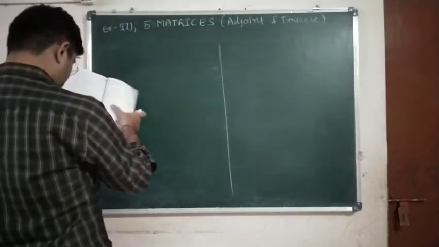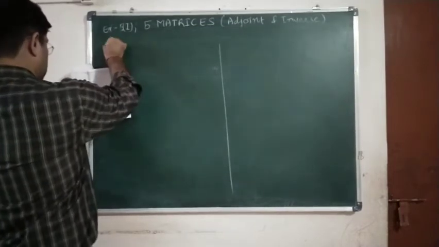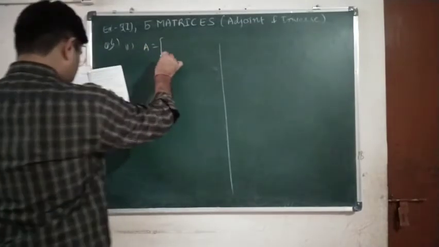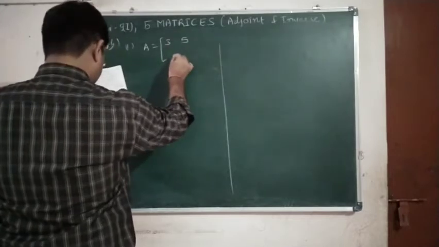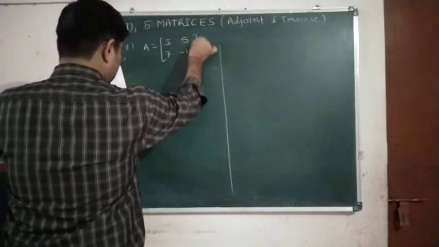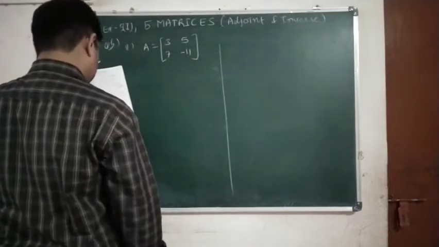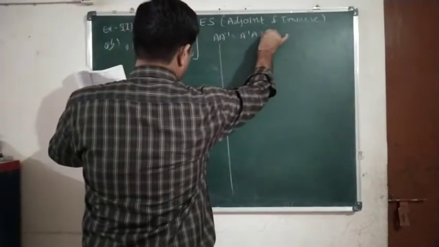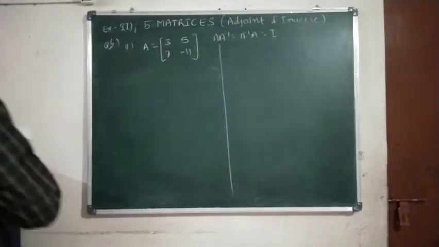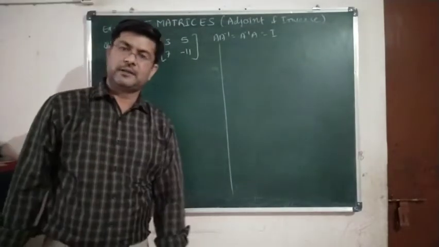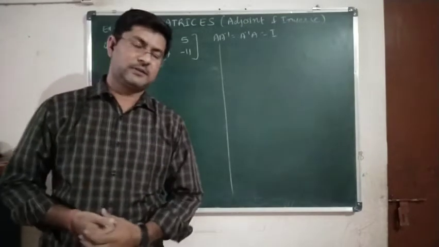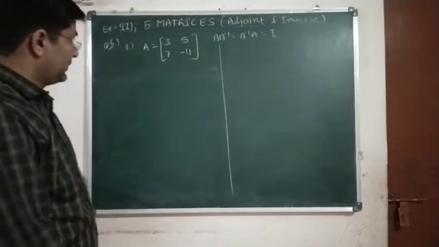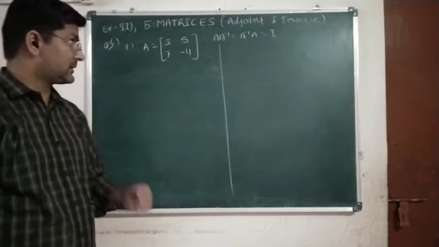Okay, now question number 6. Matrix A is 3, 5, 7, minus 11. Verify that A into A inverse is equal to A inverse into A is equal to I. This is the definition. We know that if A is an invertible matrix, then A into A inverse is equal to I, and A inverse into A is also equal to I.